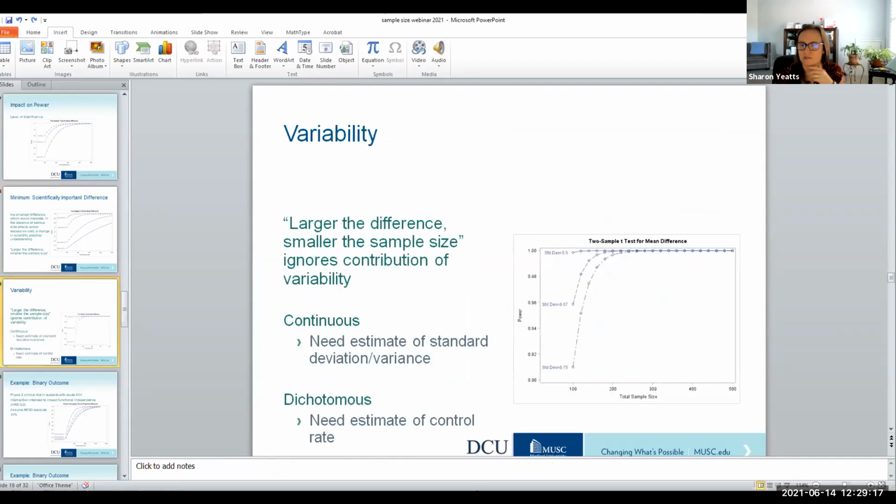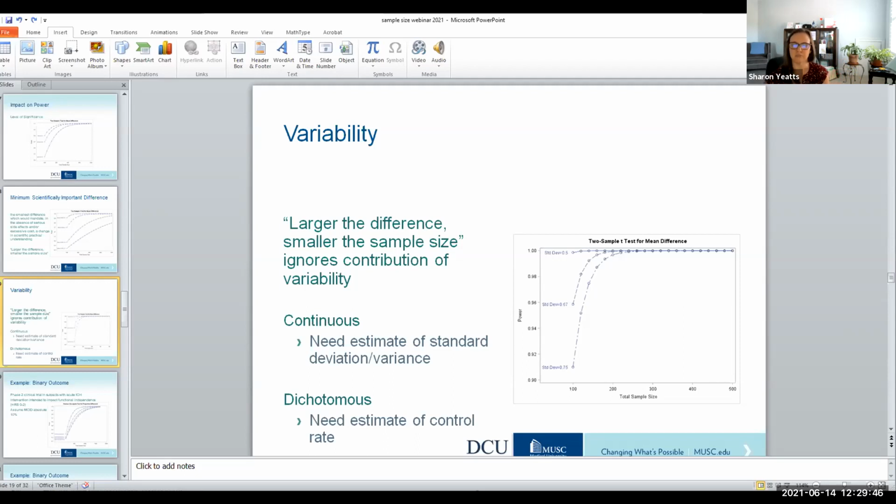So I mentioned just a minute ago this notion of variability. The larger the difference, the smaller the sample size is a reasonable rule of thumb, but it ignores the contribution of variability. What we mean by variability depends on what type of outcome you're talking about. We're sticking with the continuous example for right now.